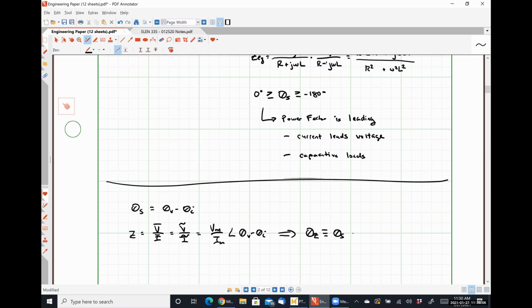theta s. So if we ever want to know what our power factor is, and that's the only piece of information we're looking for, we don't ever actually need to calculate voltage or current or anything like that. If we know what the impedance is, we know what the power factor is.